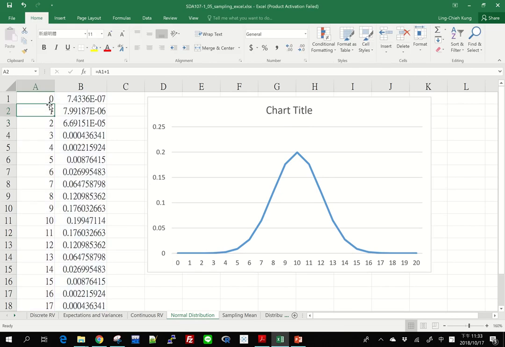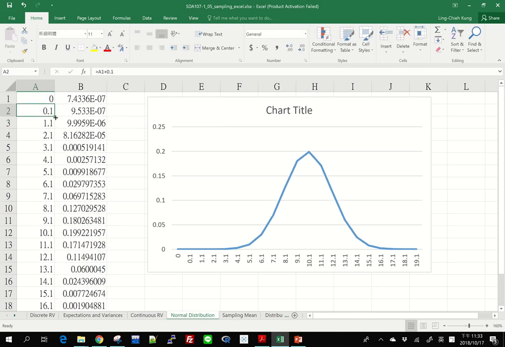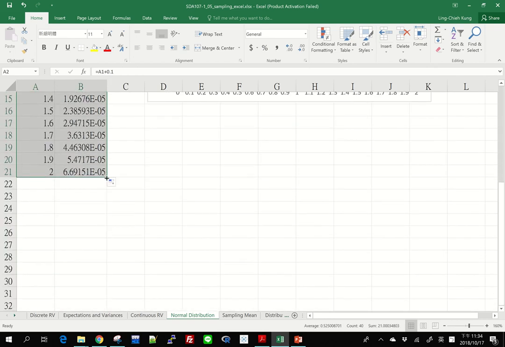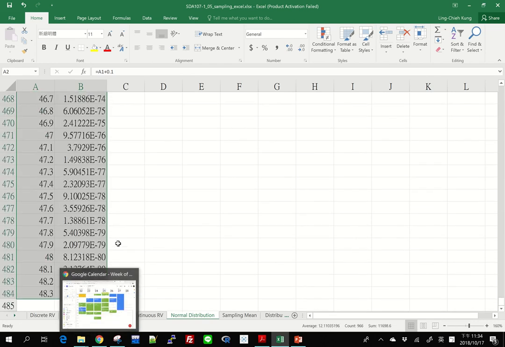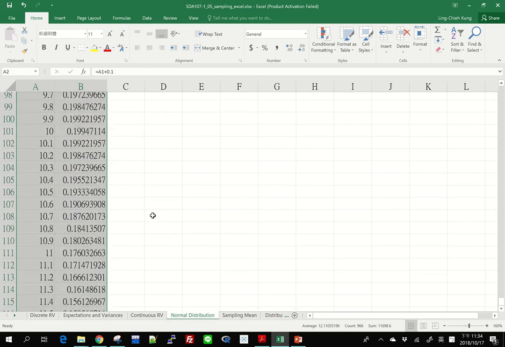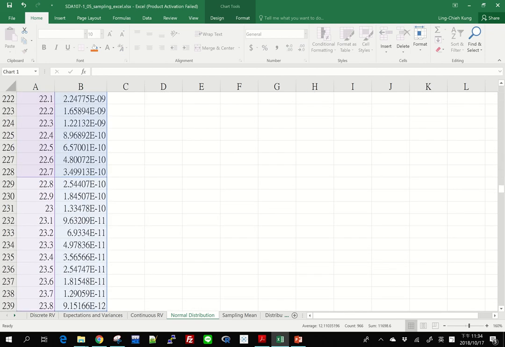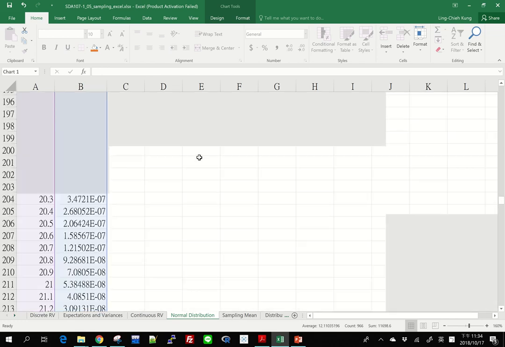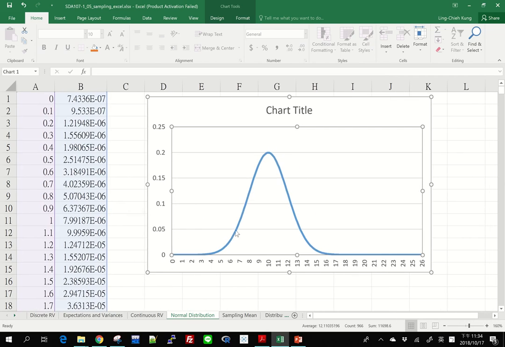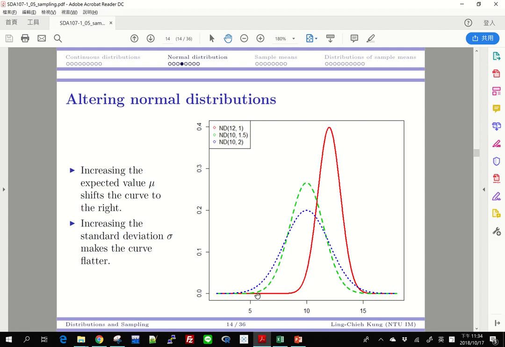Of course, if we want, we may make it more smooth. So maybe I want to use 0.1 as the interval. That means I need to do a lot of function invocations here. Then I scroll down very far. Okay, should be enough. Now I reselect my range here, for example, to 26. If I do so, I'm going to see a very smooth curve. It just looks like a beautiful bell shape. And wow, indeed, it is almost identical to the curve that we observed from the slides.